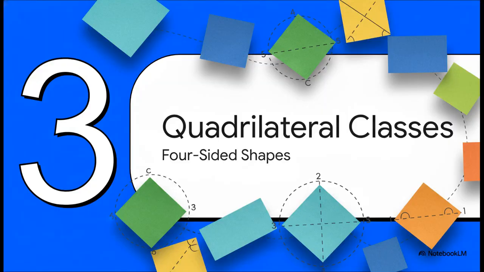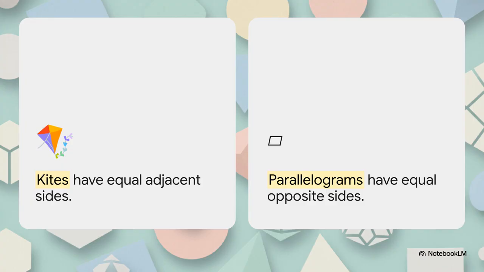Section 3. Classifying quadrilaterals. Let's look at 4-sided shapes. Notice the precise contrast here between these two. A kite has equal adjacent sides, meaning the sides that literally touch each other at a corner are the exact same length. A parallelogram, on the other hand, relies on equal opposite sides, so the lines running across from one another are equal, kind of like train tracks.